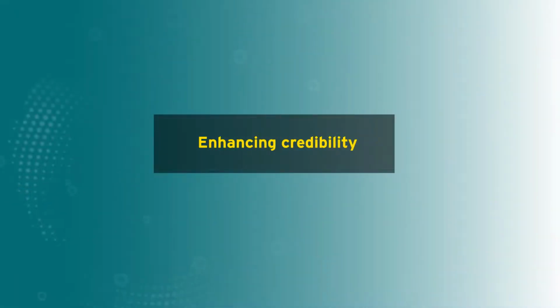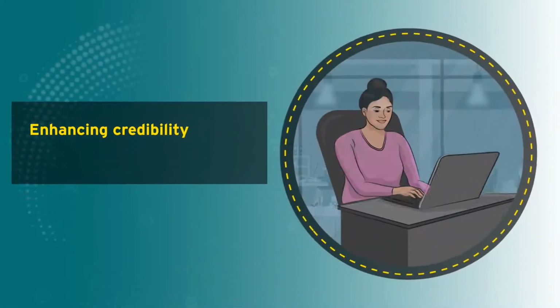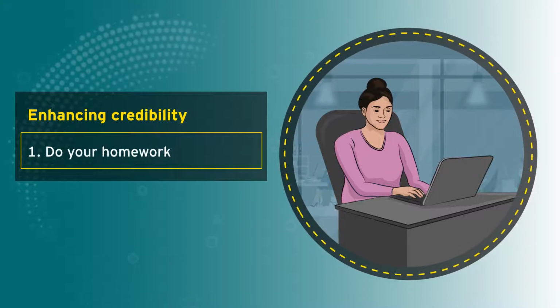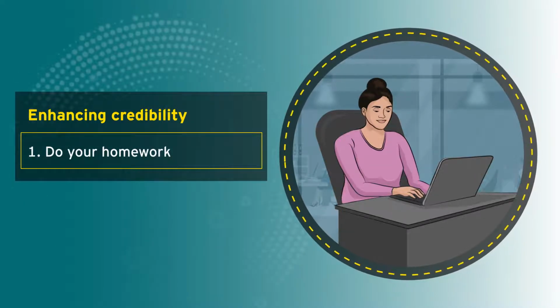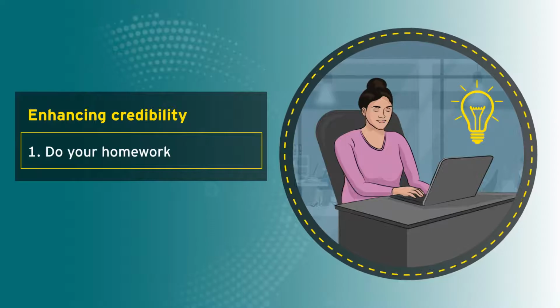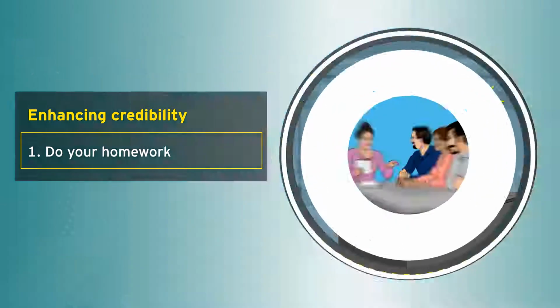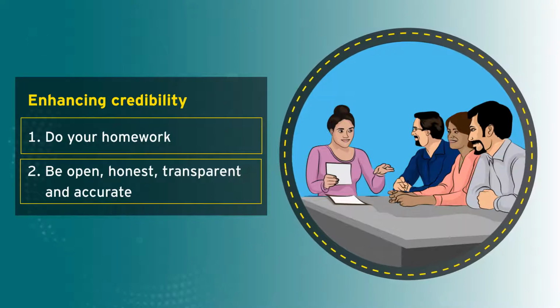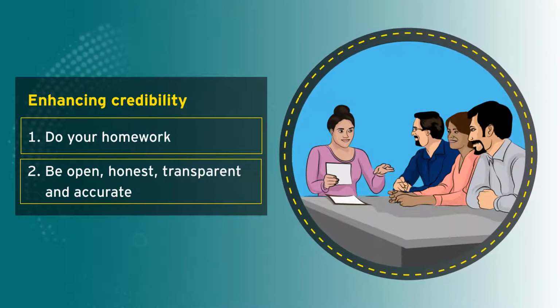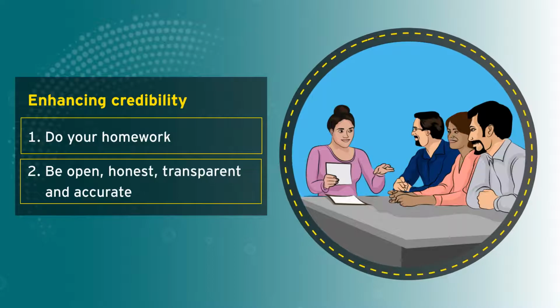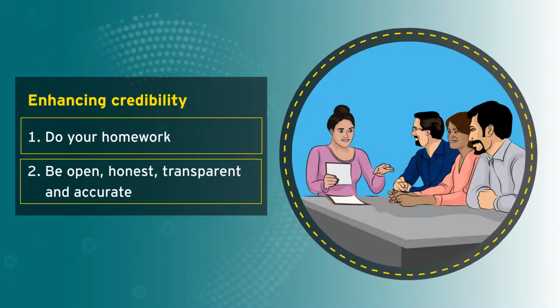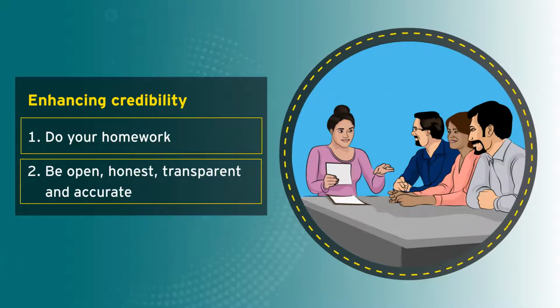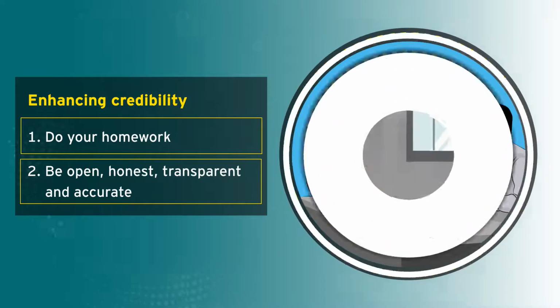Here are 3 things you can do to enhance your credibility. First, it doesn't hurt to be smart. Do your homework, continue to pursue subject matter mastery so that you actually do know your stuff. Second, be open, honest, transparent, and accurate. That way people come to know that they can believe everything you tell them. There is no suspicion that you are holding back on the truth. Nothing destroys credibility like a suspicion that you're withholding or otherwise manipulating the information you share.